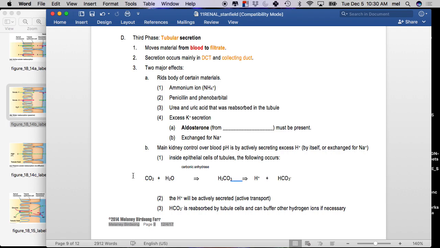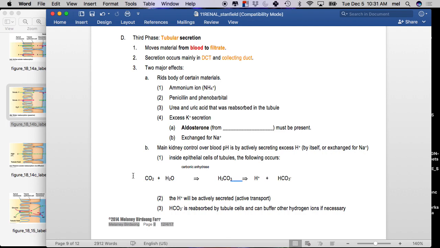If your blood pH was too basic, what would you do with the H+? Bloodstream, right? Now I've got the bicarbonate ion, right? The bicarbonate ion has a slight buffering capacity. If your blood was too acidic, what would you do with the bicarbonate ion? Dump it into the bloodstream. If your blood was too basic, you dump it into the pee. Does that make sense? So the kidney forces this reaction and then decides what to do with each one.